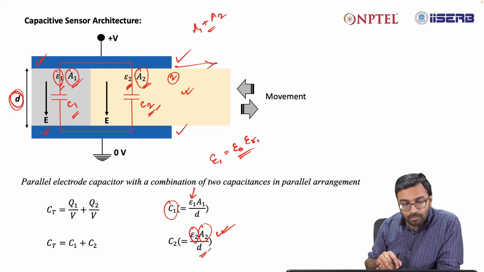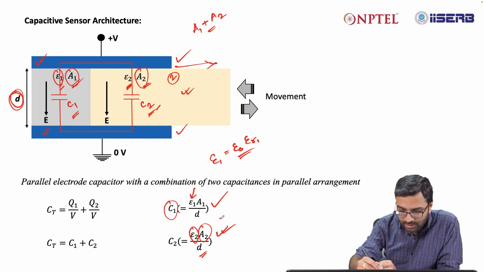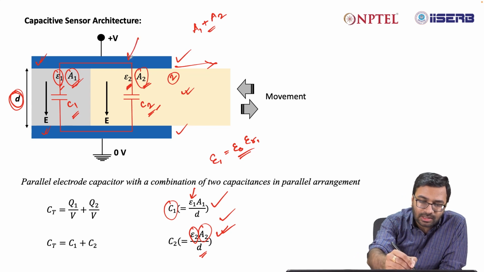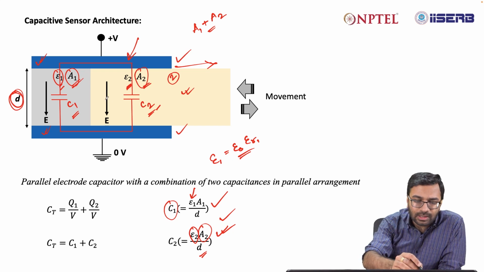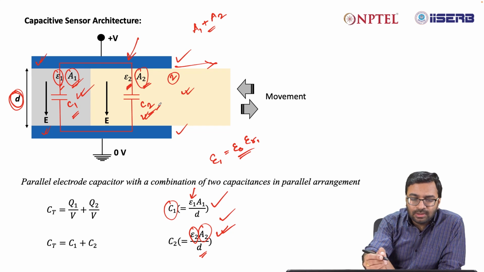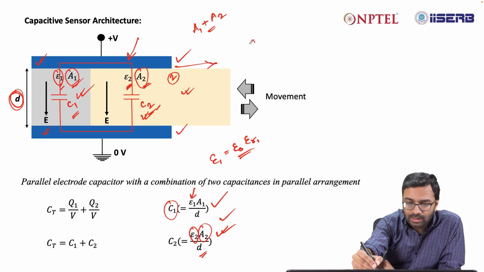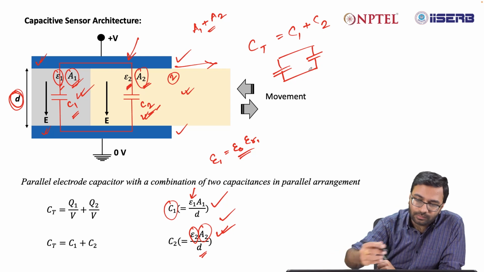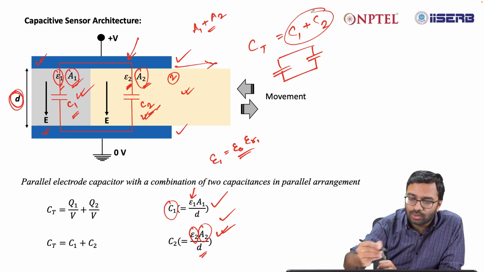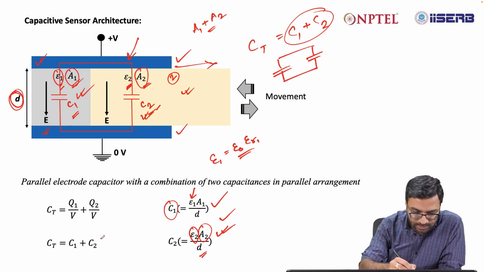So now you have both the values C1 and C2, and if you look at the capacitor structure and try to find the equivalent capacitance of both these capacitors, it is nothing but two capacitors connected in parallel. That is, the equivalent capacitance or total capacitance will be C1 plus C2.